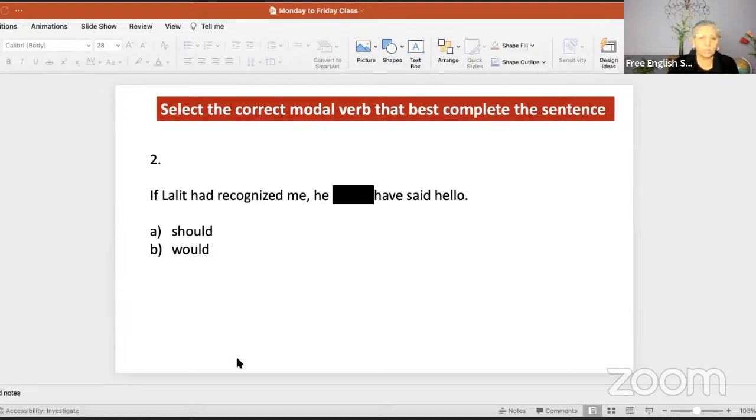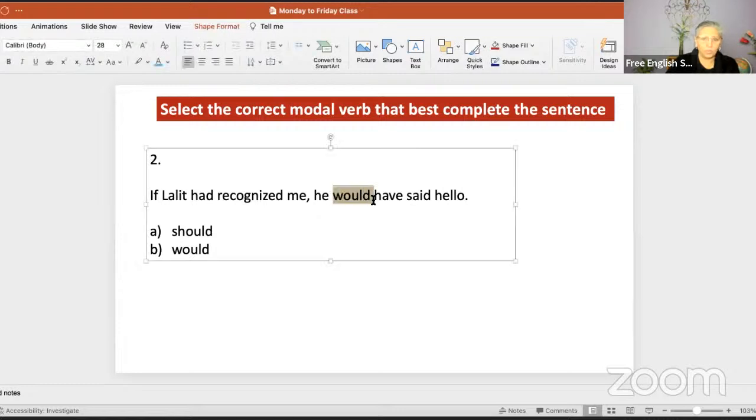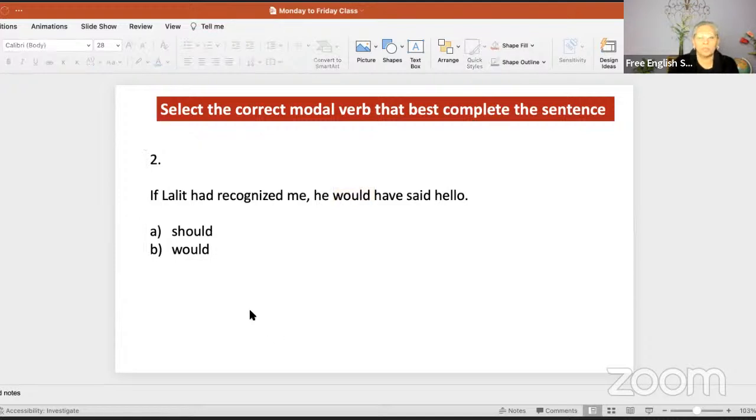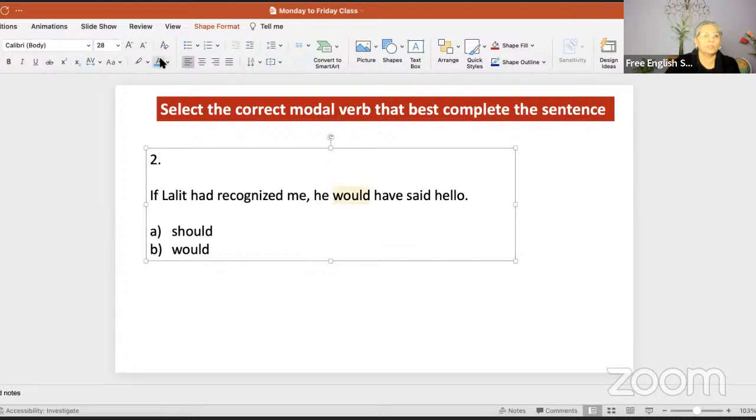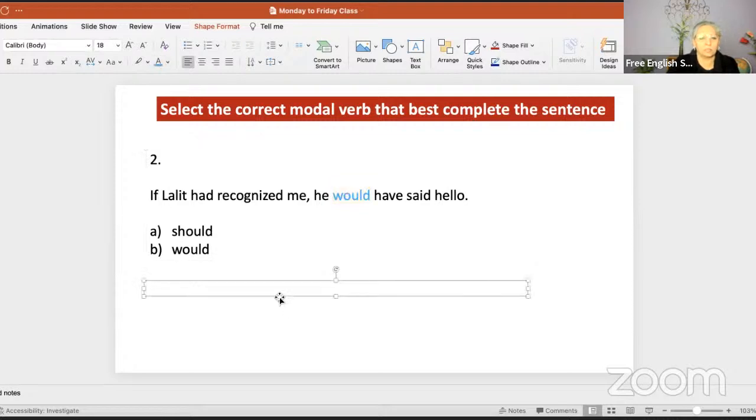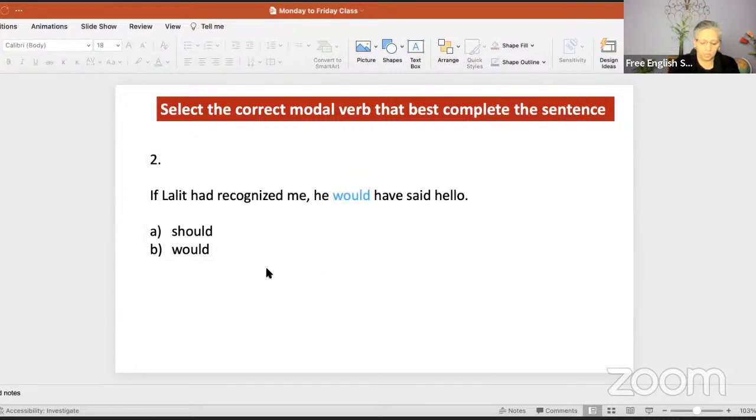Okay, so now if Lalit had recognized, he would have said hello, right? Yes, possibility, would have said. So this one was would. Let me change the color. Okay. The next one.